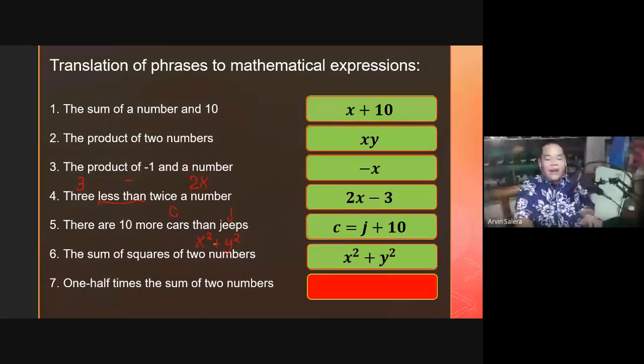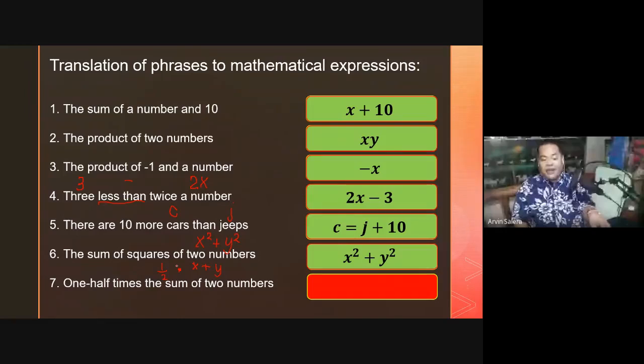Now, 1/2 times the sum of two numbers. O kani, kung sa imong buhaton, 1/2 sila or i-sum sila daan. 1/2 times the sum of two numbers. So, the sum of two numbers ang unahon. Diba? So, if sum of two numbers ang unahon, x plus y. Then 1/2 times, so times 1/2. Diba? Pwede na siya, 1/2 times x plus y.